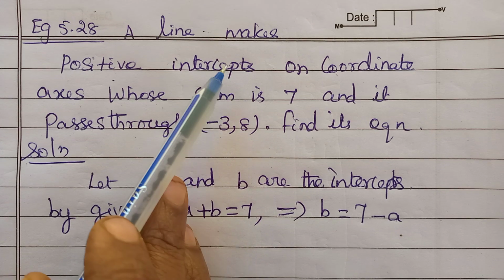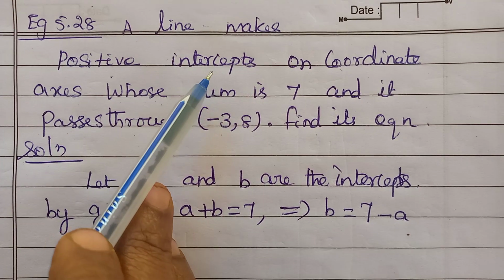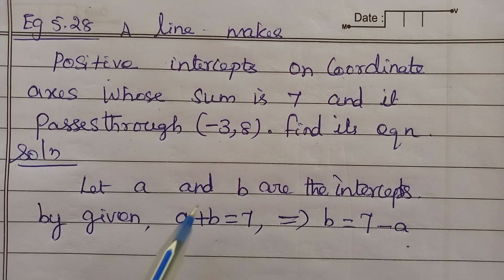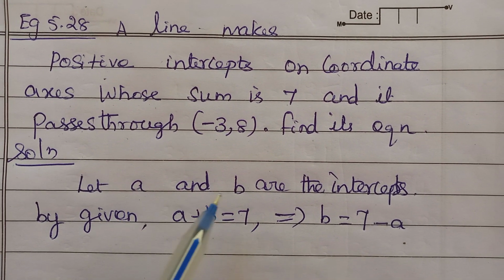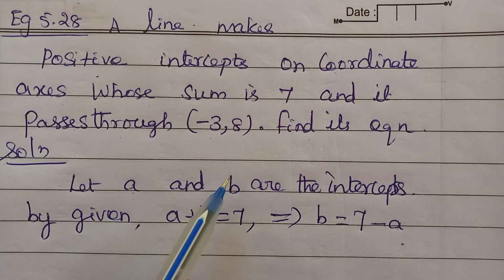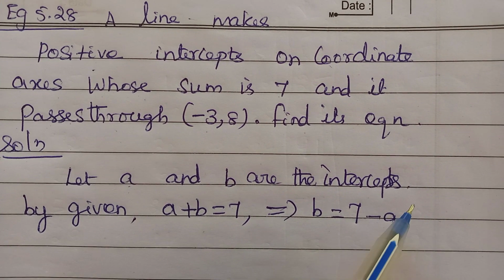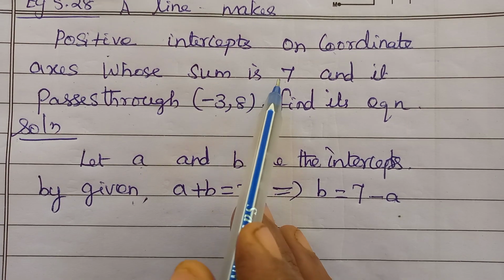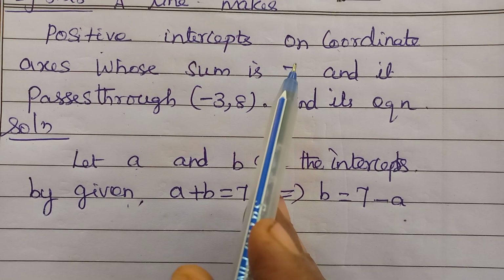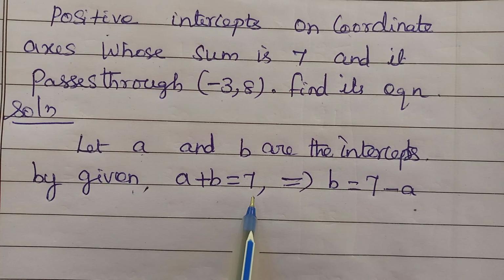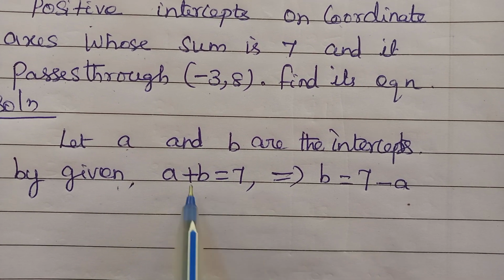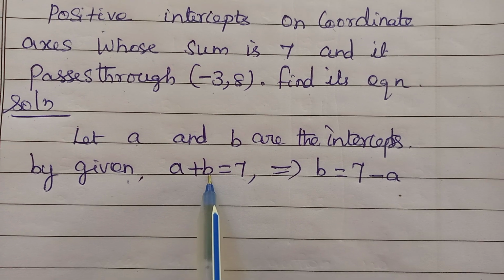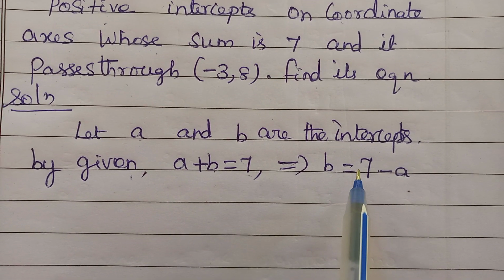Intercepts in the sense we have x intercepts as well as y intercepts, so both are given. So let us take the intercepts as a and b. X intercept is a, y intercept is b. By the given, the sum of the intercepts is 7, meaning one we have taken a, another one b. So a plus b equal to 7. By the given we can write this condition. From here b is equal to 7 minus a can be written.